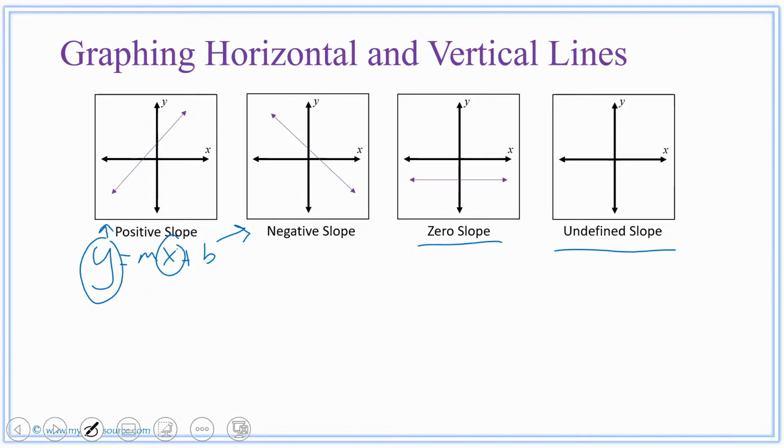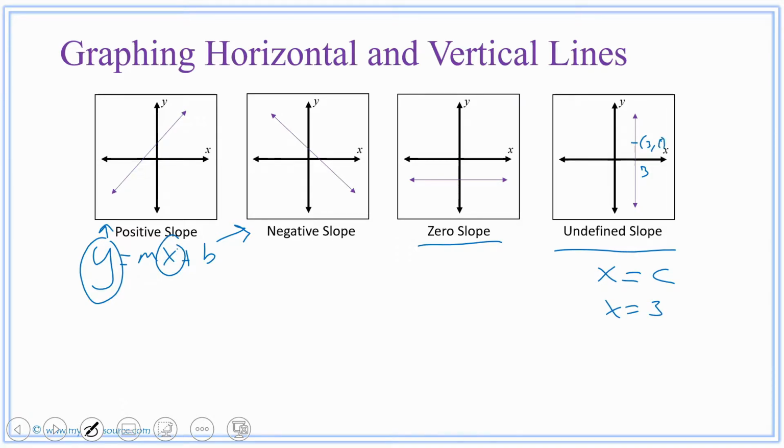Now, with the undefined slope, remember, an undefined slope means that it's not a function. And remember, not being a function, f of x, means I can't say f of x equals something. And so for this one here, anytime it looks like this, it's x equals whatever the constant is. It could be 5, it could be 3. So if this was 3, then this would be x equals 3.